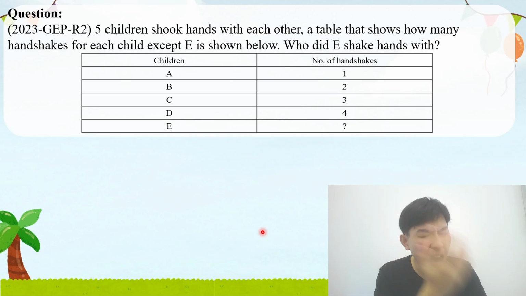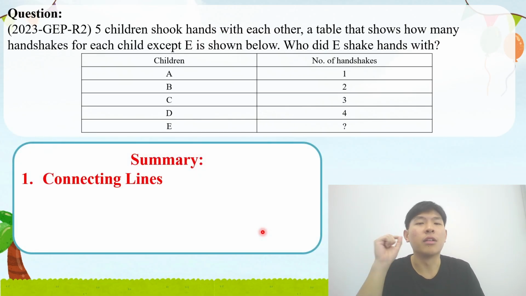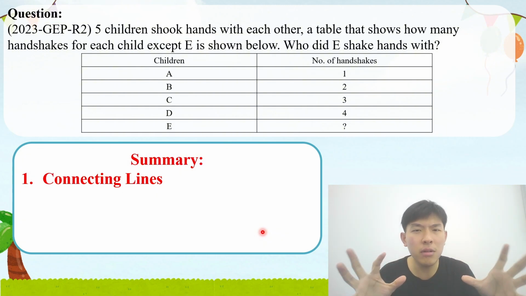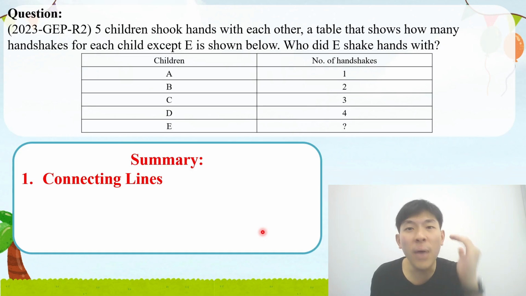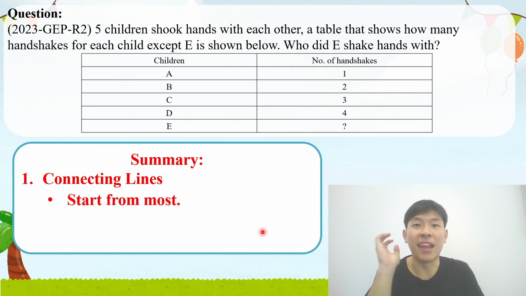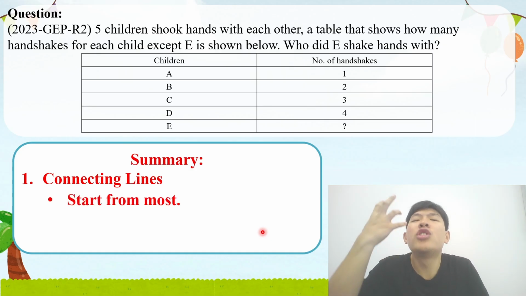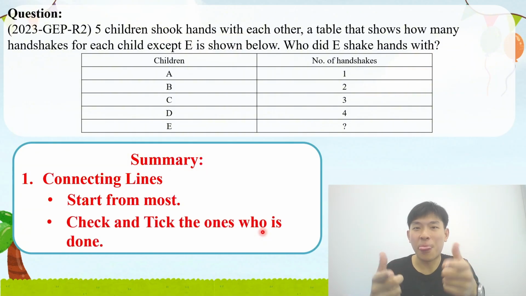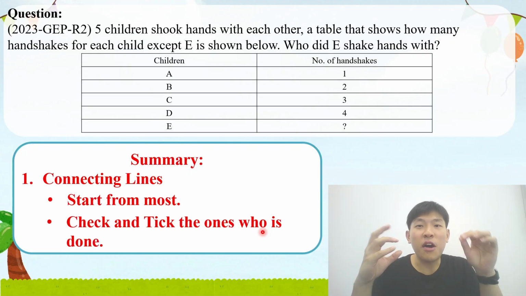So let's look at a very, very big summary here. Now, the method that we use will be connecting lines. Where should we start? Can we just start randomly? Now we need to start from the most number of handshakes here. And then after that, we need to check and tick for those who are done here. Okay? So, very good.